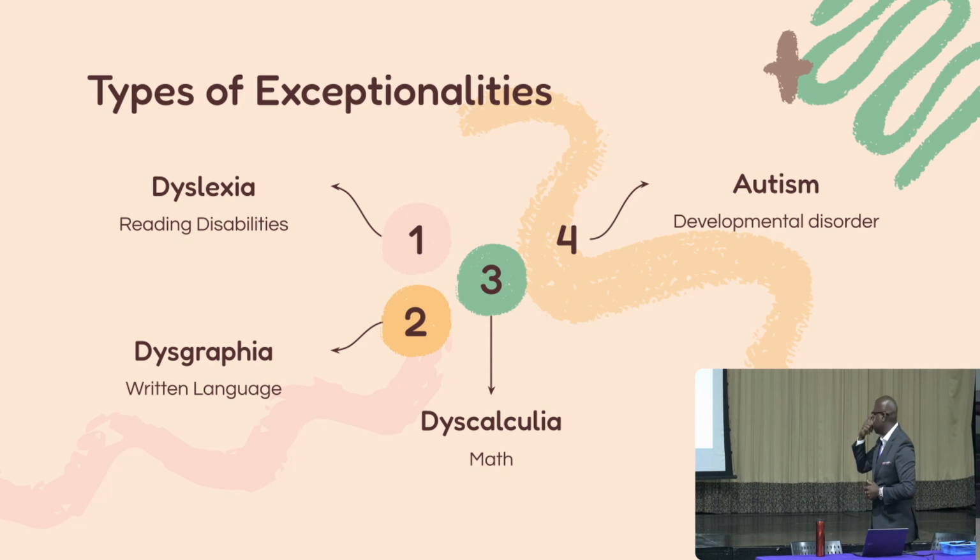So here are types of exceptionalities. We have dyslexia, which is reading disabilities, dysgraphia, writing, dyscalculia, math, and then autism, which is a developmental disorder, and sometimes autism will encompass all of those, okay? So most kids with autism have fine motor deficits. They have low muscle tone. So writing is a challenge for them. A lot of them have ADHD, and so attending and engaging becomes challenging for them.